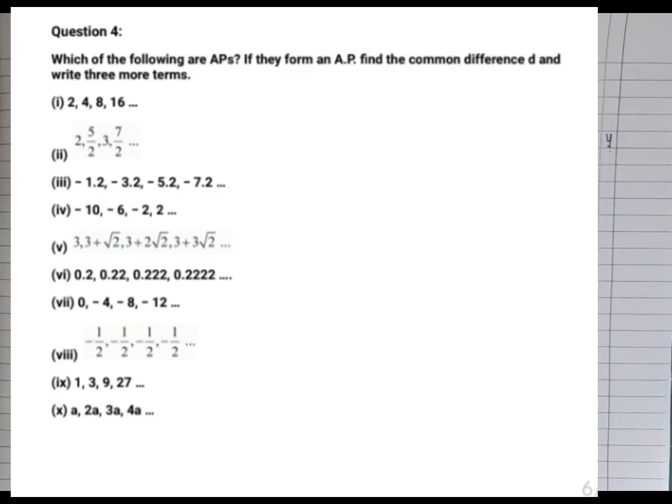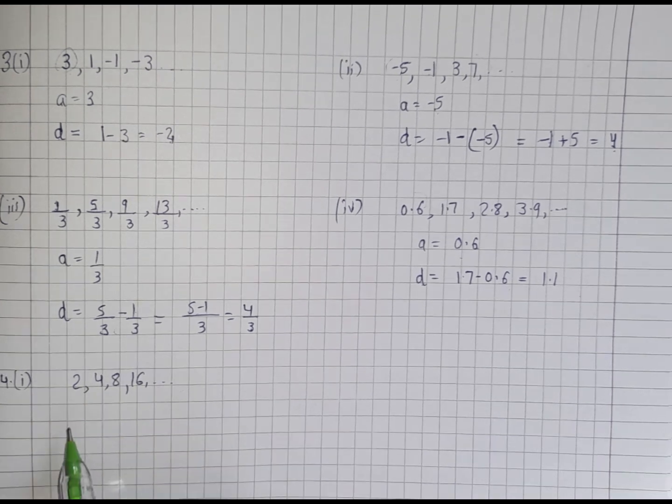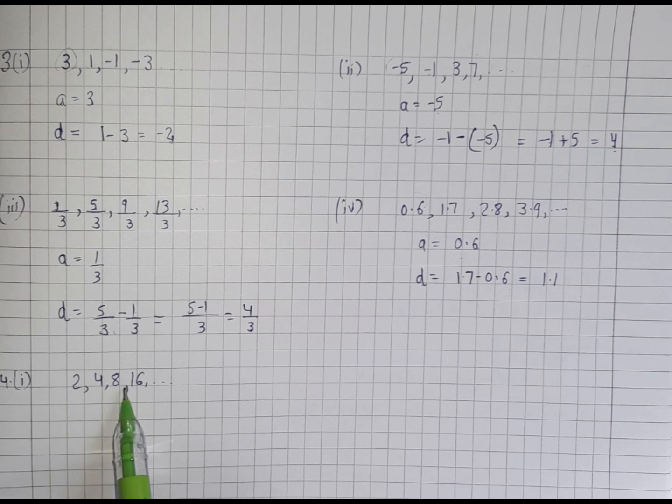Fourth question: which of the following are APs? If they form an AP, find the common difference d and write 3 more terms. First part: 2, 4, 8, 16 and so on. To check whether the given sequence forms an AP or not, find the difference between each consecutive term. If the difference is same, then they form an AP, otherwise not.